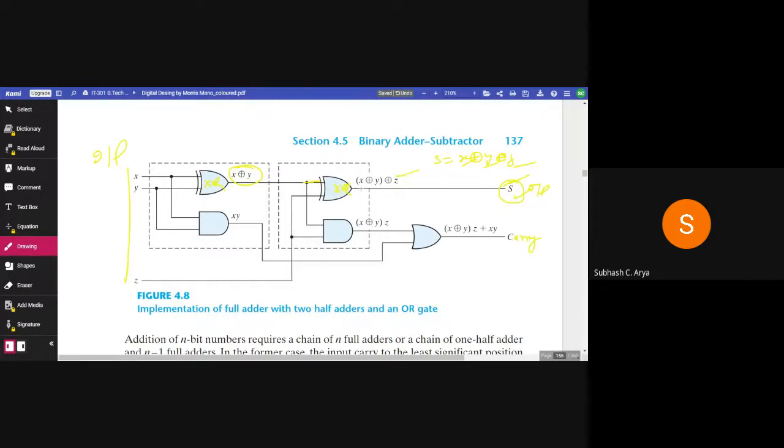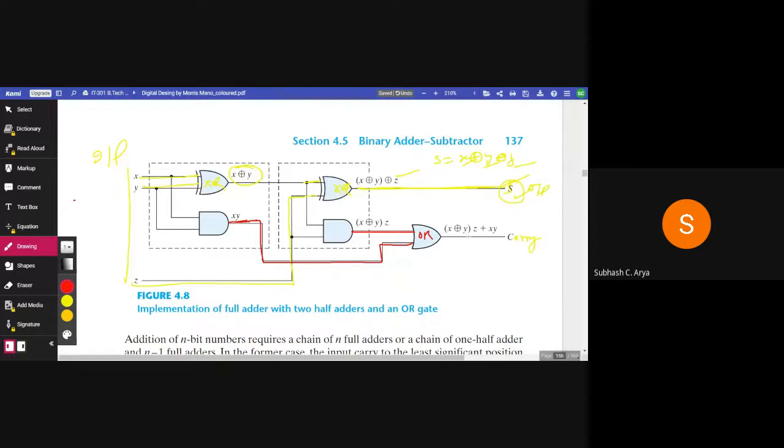This is all three. So we can get Z here, that is the third input, and X, Y is here. In this way we are able to implement sum. Now as far as carry is concerned, what is carry here? This is half adder carry. This becomes one of the inputs of this OR gate. And another carry is this one.